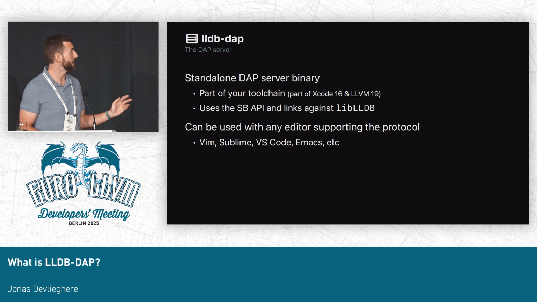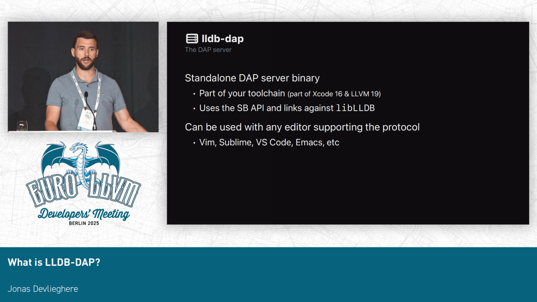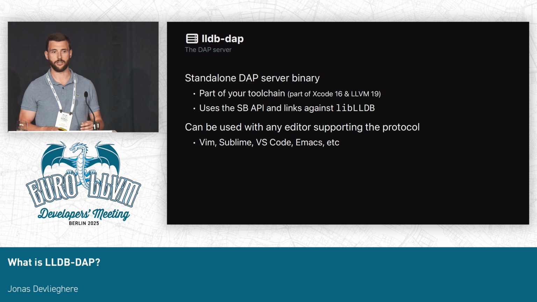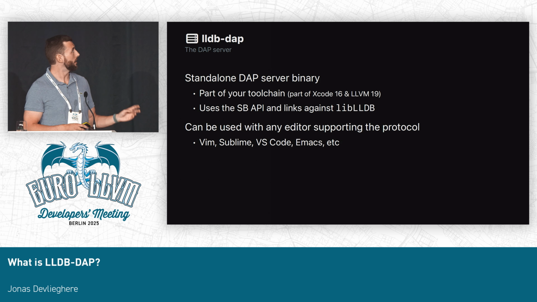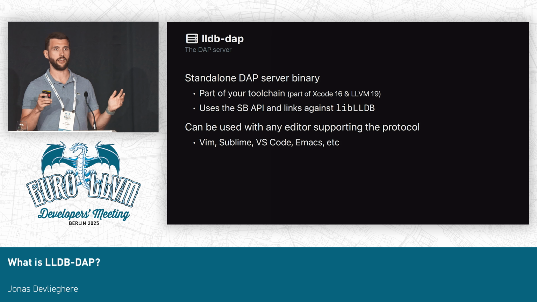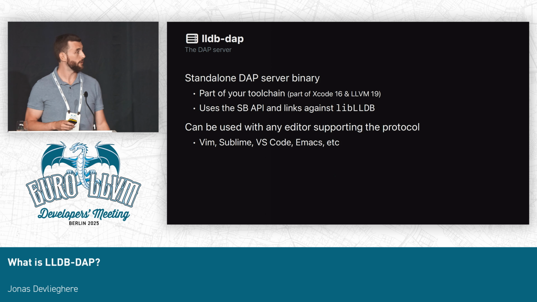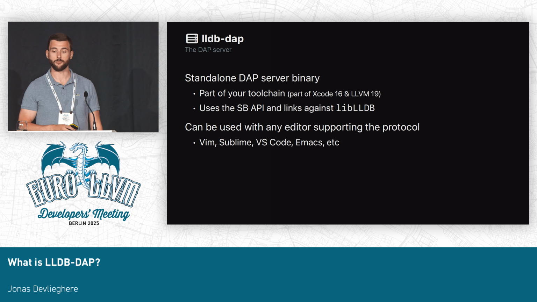As I said, lldb-dap all lowercase is a standalone binary that implements the Debug Adapter Protocol. It takes those requests, translates them into SB API calls, which is LLDB's stable API, and then uses that to send responses back to the client. lldb-dap basically serves as the adapter between the DAP protocol and LLDB, hence the name. This binary is part of the LLVM release starting with LLVM 19, and it comes with Xcode and the command line tools starting with Xcode 16.